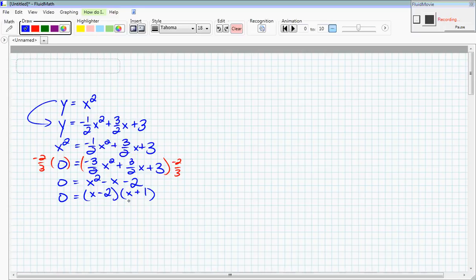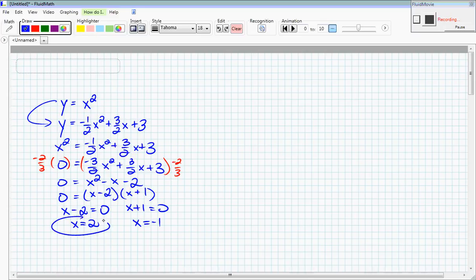So if I wanted to check this, first times first is x squared. Outer is going to be x, inner is going to be negative 2x, giving me the negative x. That's the sum of the products O and I I was just referring to, and then L times L is negative 2. From here, the zero product property says if the product is 0, then either of the factors is 0, which would give us a solution. So here we have x equals positive 2, and here we have x equals negative 1.